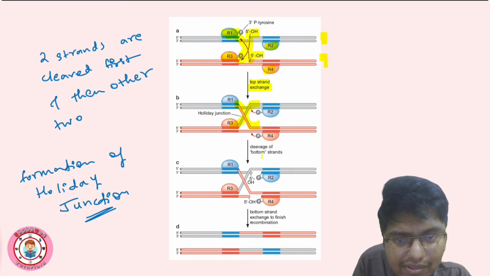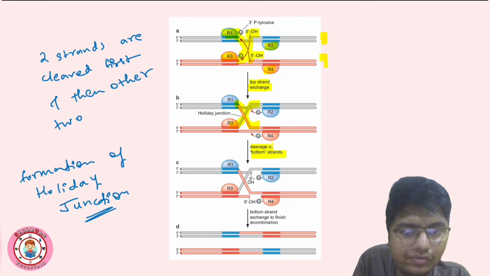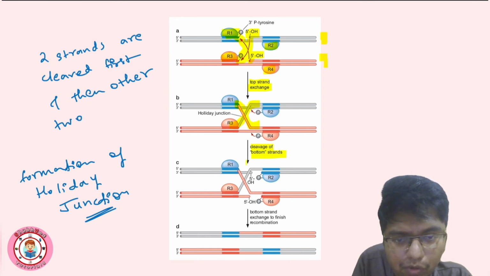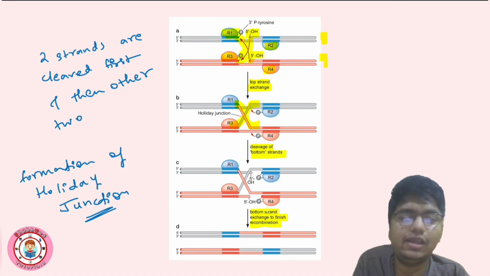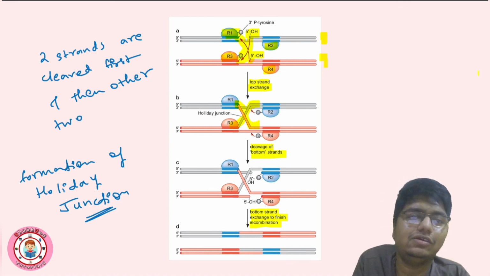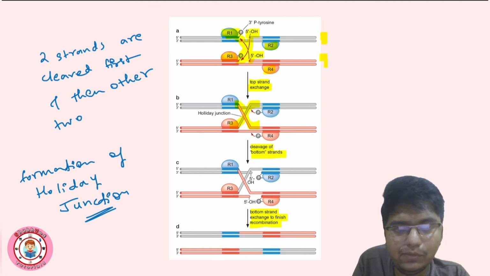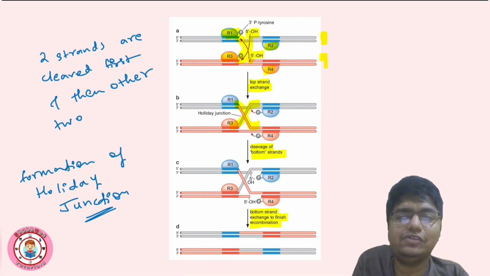After this happens, there is cleavage of the bottom strands. Then the bottom strands are cleaved and the exchange takes place to finish recombination. That's it. So these are the only points we have to remember in site-specific recombination. Very easy. I hope this video helps you. If you find this video helpful, do let us know in the comment section.